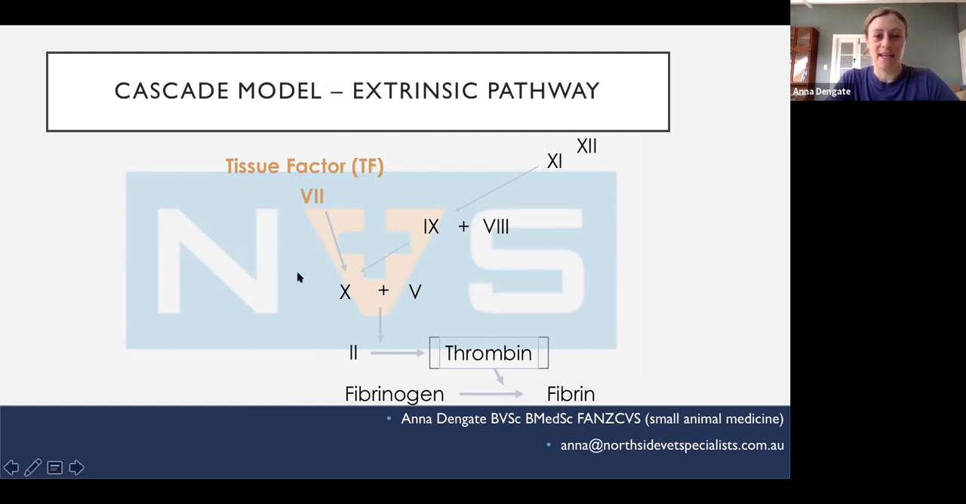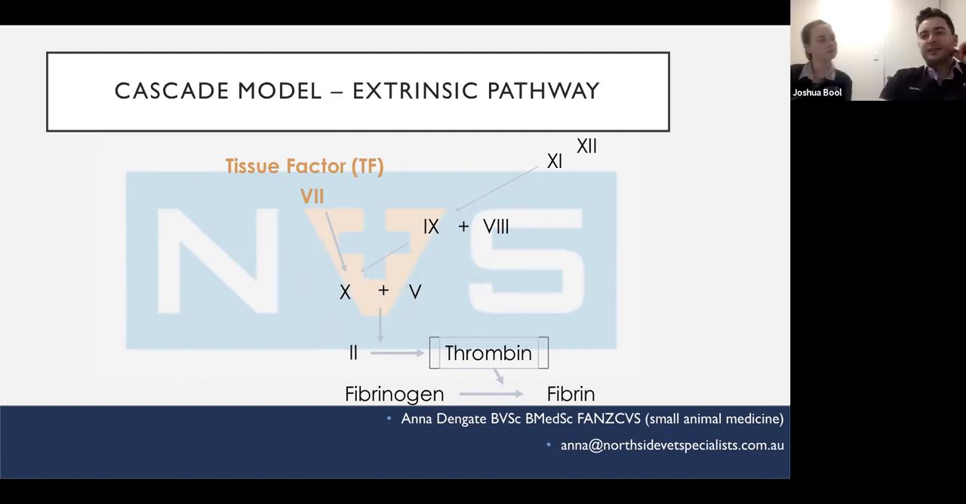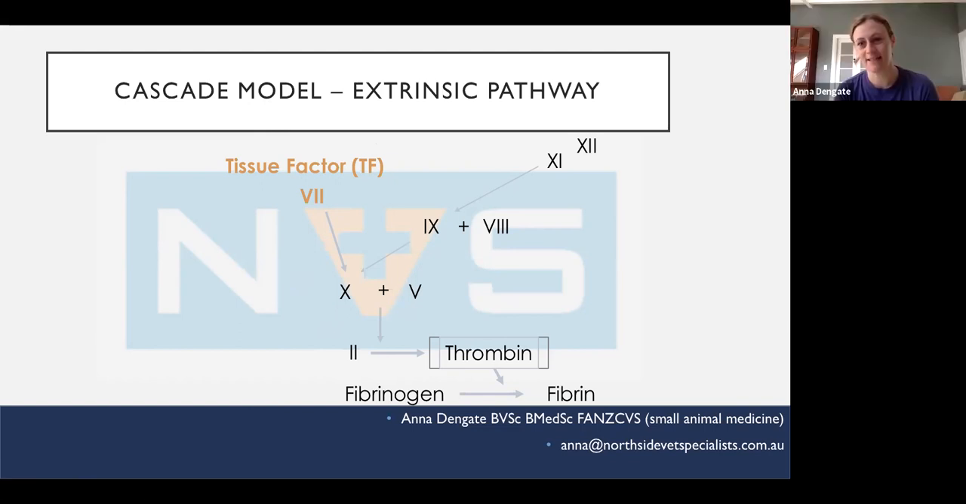So moving on to the extrinsic pathway. Does anybody know why it's called the extrinsic pathway? To do with external damage to blood vessels. Exactly. So tissue factor is called tissue factor because it's not in circulation. It's only in tissues. So the extrinsic pathway of coagulation is the pathway where tissue damage occurs, and that's the trigger for the clot formation.